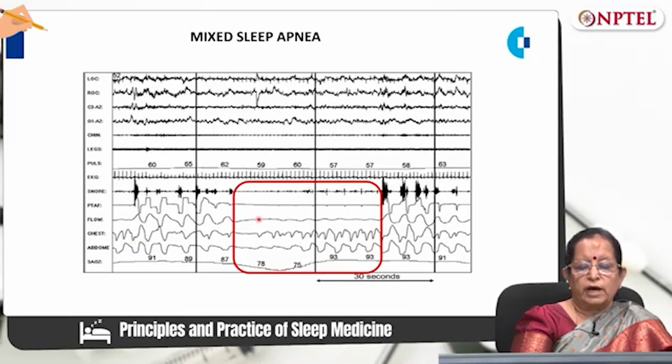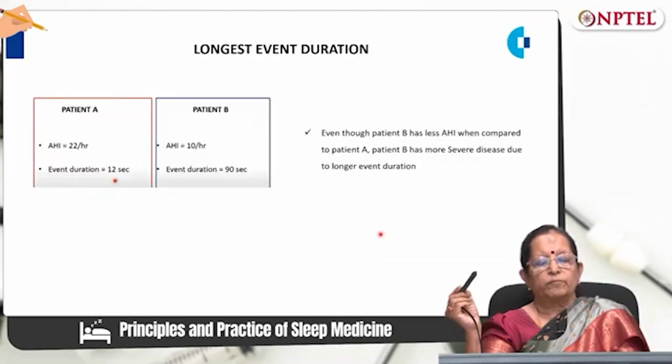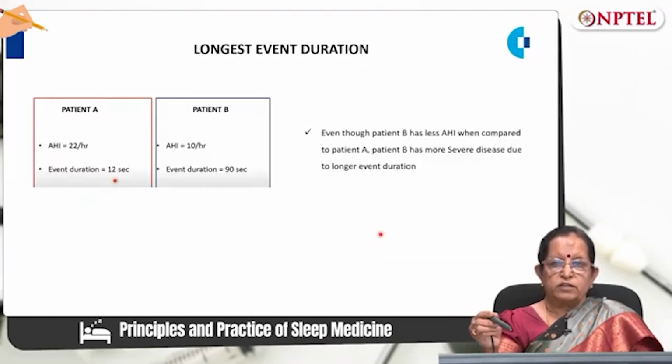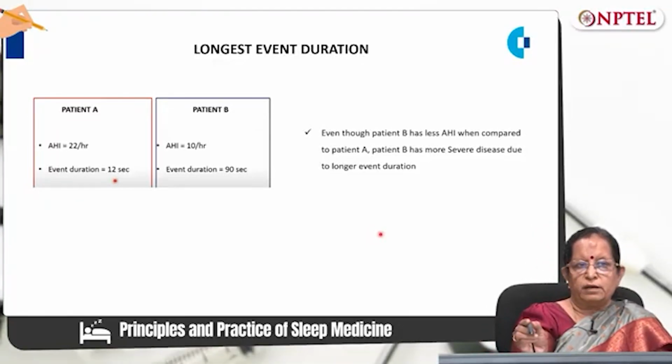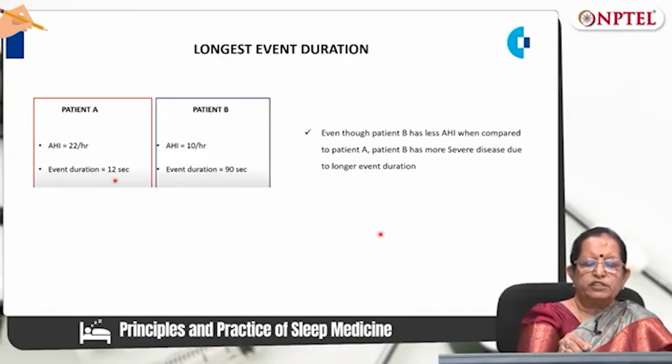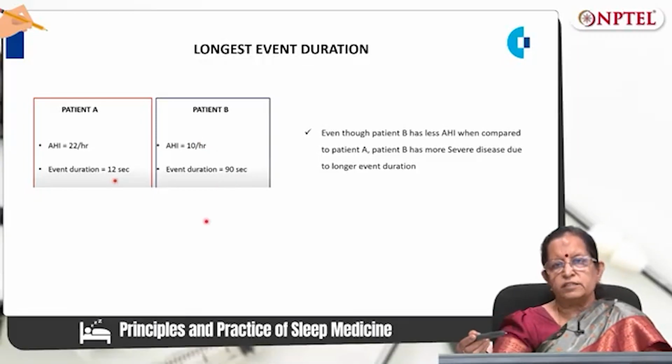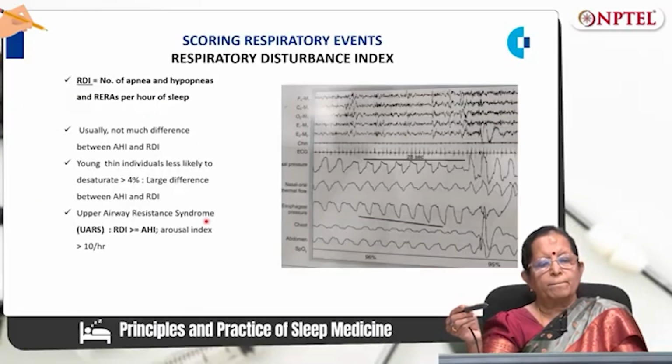See, airflow is not there, and chest movements are not there, again it starts, abdominal movements are not there, again it starts. I told you about the longest event duration. Look at these 2 patients, patient A and patient B. Patient A has a higher AHI, 22, but the duration is 12 seconds. When you go to patient B, AHI is 10, but duration is 90 seconds. So, patient B will have more severe disease due to the longer duration.